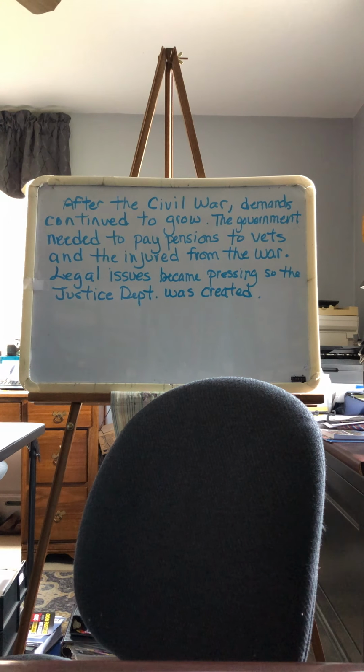So after the Civil War, demands continued to grow. The government needed to pay pensions to the vets and the injured from the war. Legal issues became pressing, so the Justice Department was created, right? So we saw how the Agriculture Department was created, now the Justice Department, right? We're seeing historically how this works.